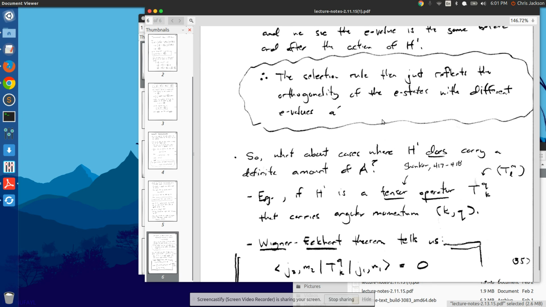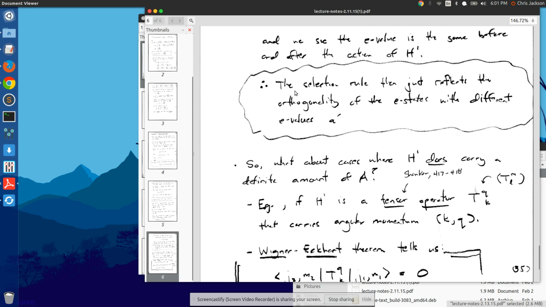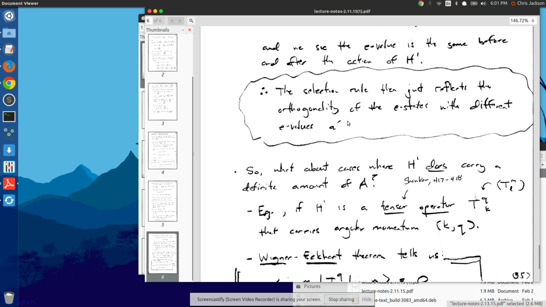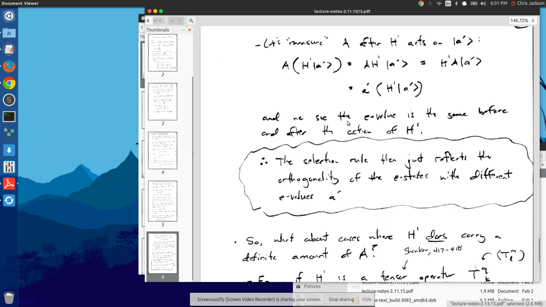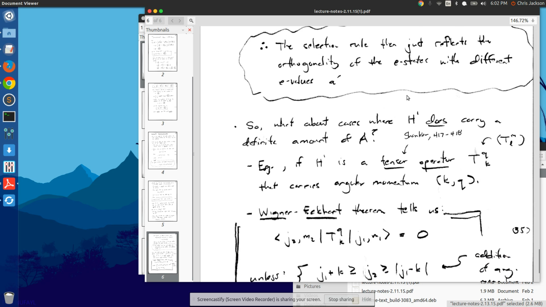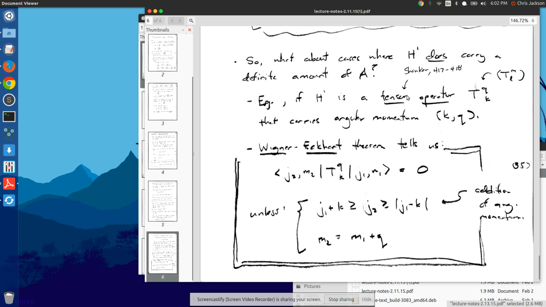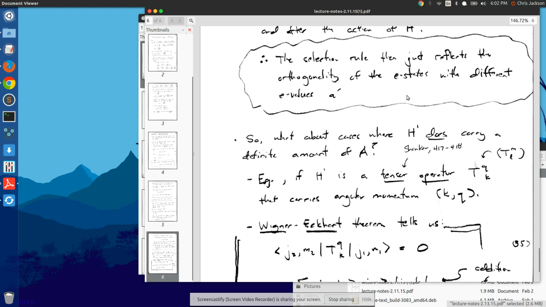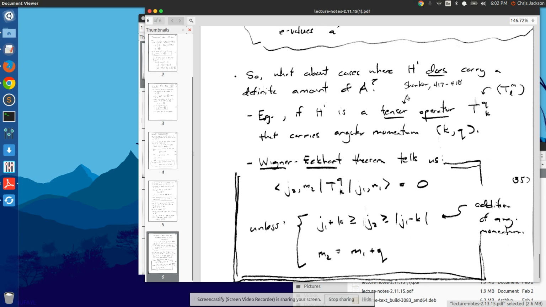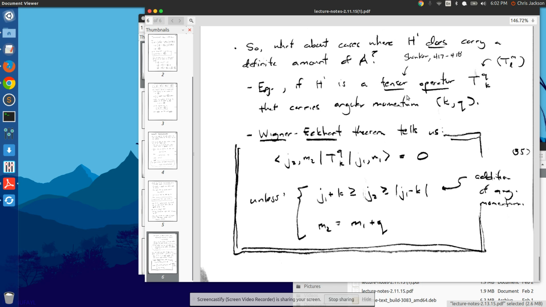So what we came up with was that the selection rule we had written down just reflects the orthogonality of the eigenstates with different values of A prime. If H doesn't carry any A, then the state in parentheses is the same as just a ket by itself. So H doesn't impart any A, and the selection rule is telling us that these eigenstates are orthogonal. I'd left off with a special case of this, which is called the Wigner-Eckhart theorem.